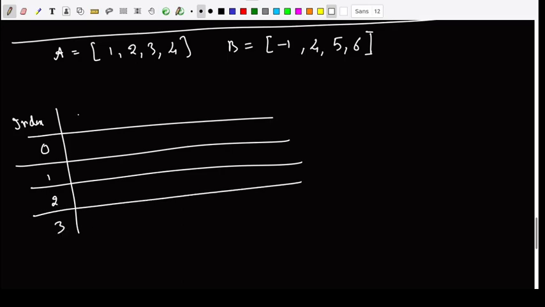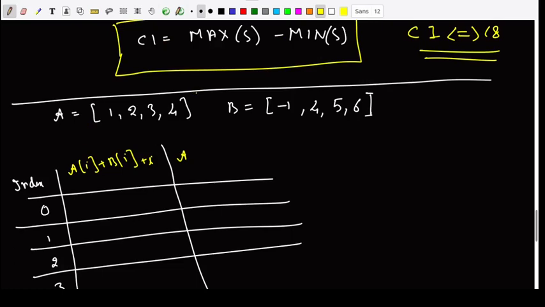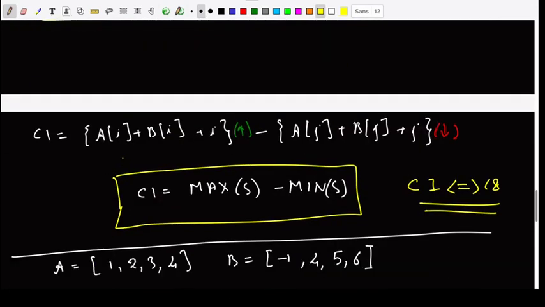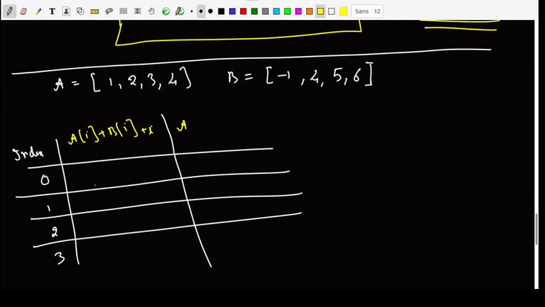All right, and here let us say this basically is A[i] plus B[i] plus i, right? It's the same thing. Here you see A[i] + B[i] + i, and here also A[j] + B[j] + j. So let us do this: A[i] plus B[i] plus i. For i equals 0, A[0] is 1, 1 plus -1 is 0, and then 0. So this is 0.